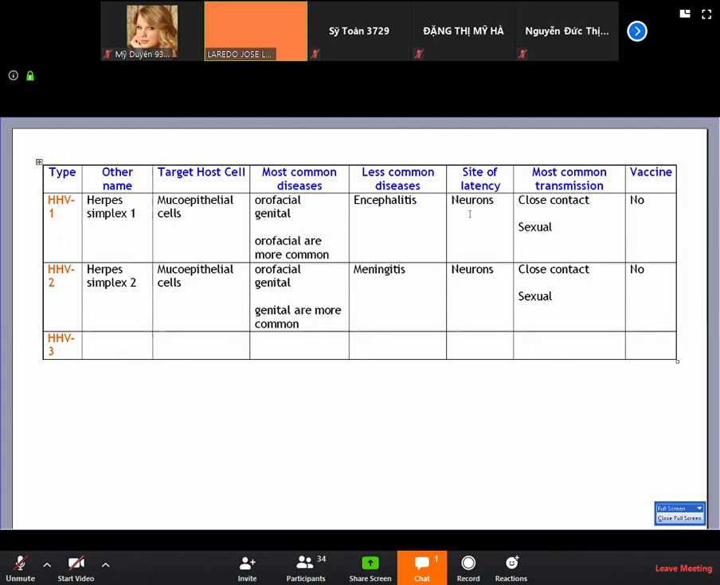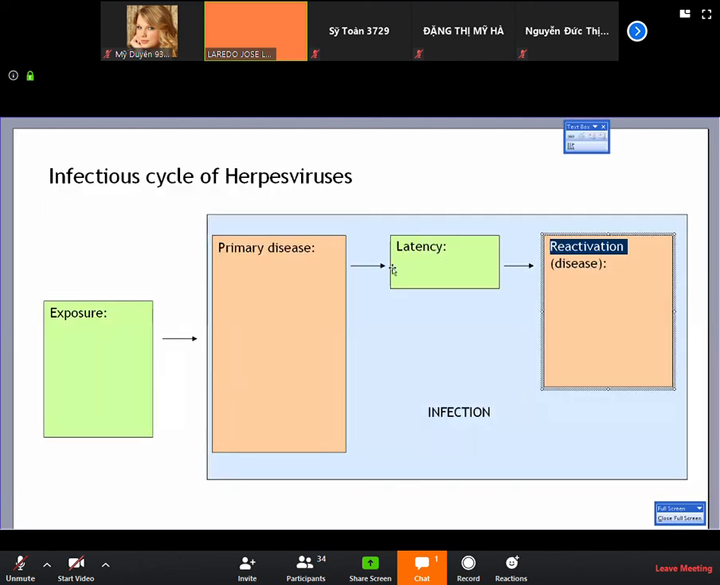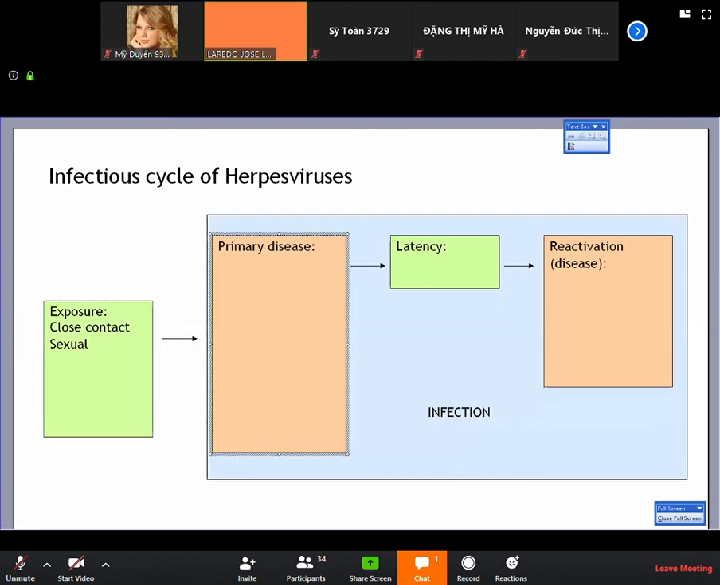And we are going to study now the same using the picture, okay? So we start here. We start with exposure, close contact, or sexual, okay? The primary disease. So when we become infected, we suffer the primary disease. Primary means first, for the first time. This is orofacial or sexual, the most common, okay? Latency inside the neurons. And the reactivation disease is the same, orofacial or sexual.